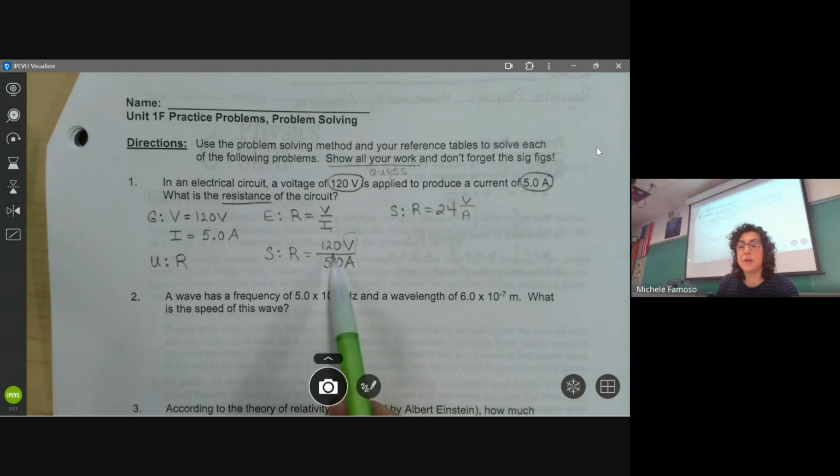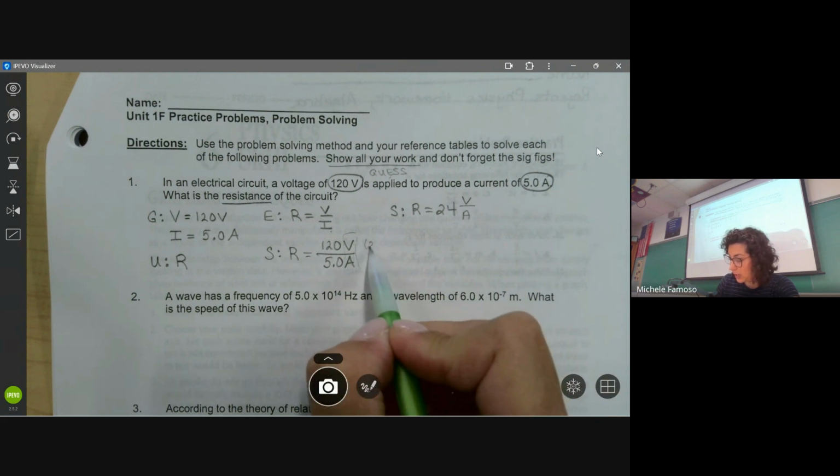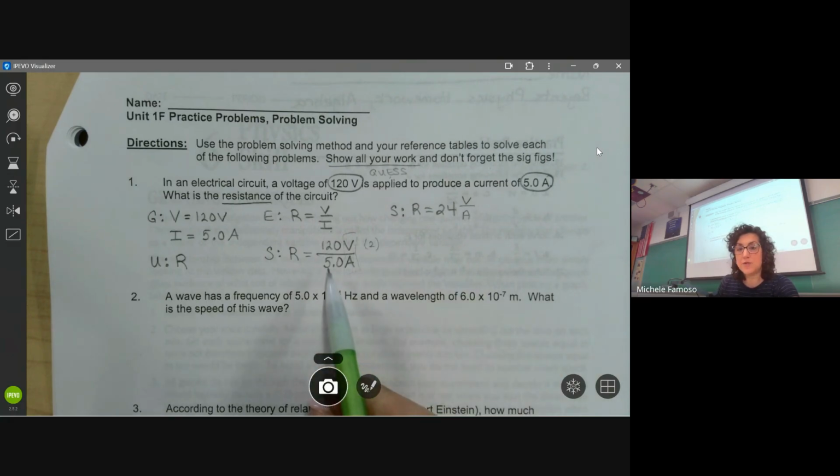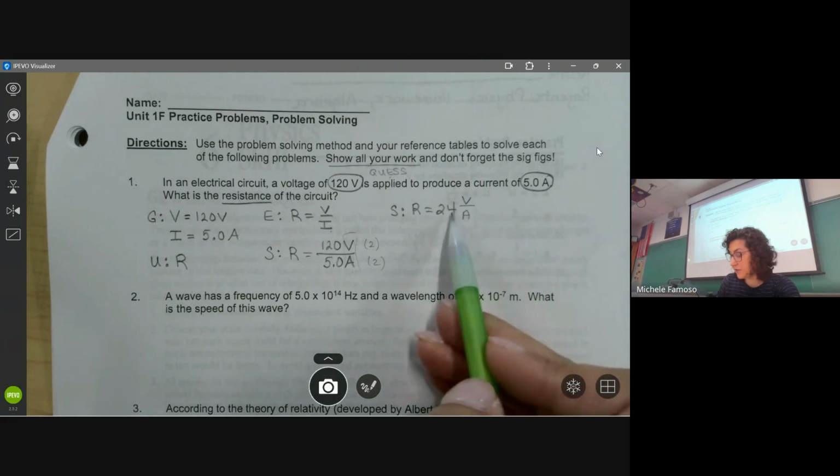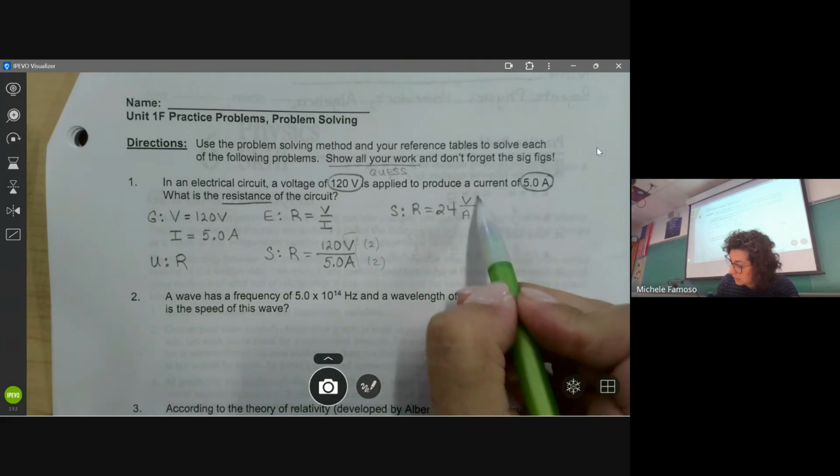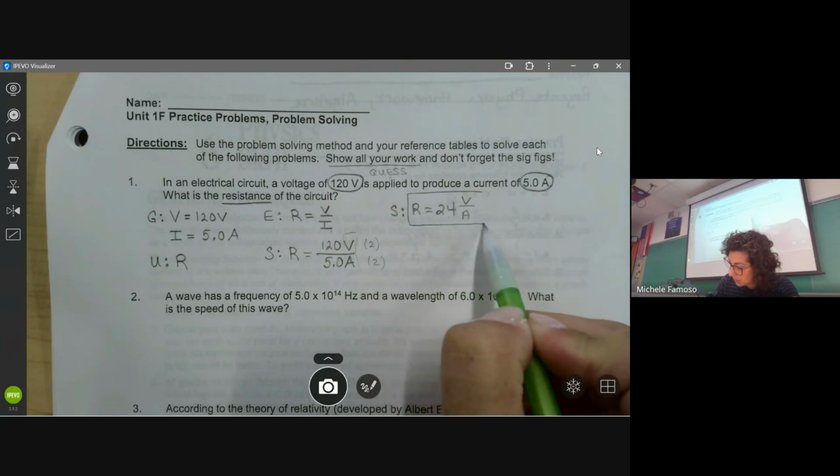120 has how many sig figs? 2. Without the decimal point, absent, there's 2. How many does 5.0 have? 2. So how many sig figs do I need on my answer? Does that have 2 sig figs? Yep. So we're going to box that in as our final answer.